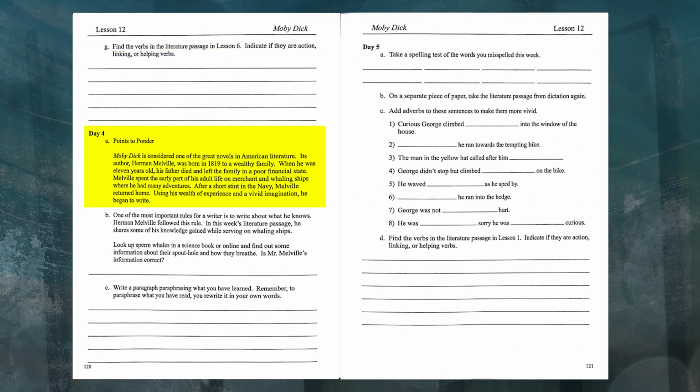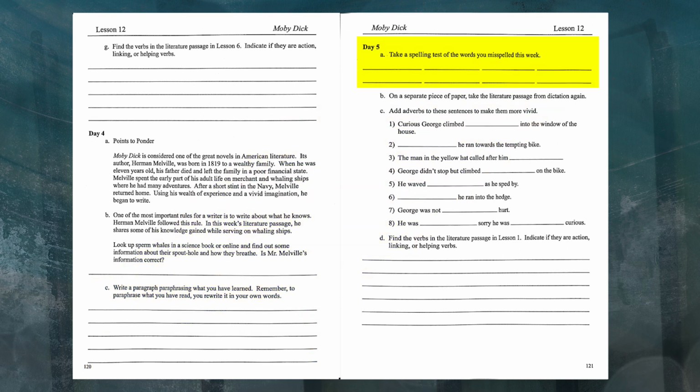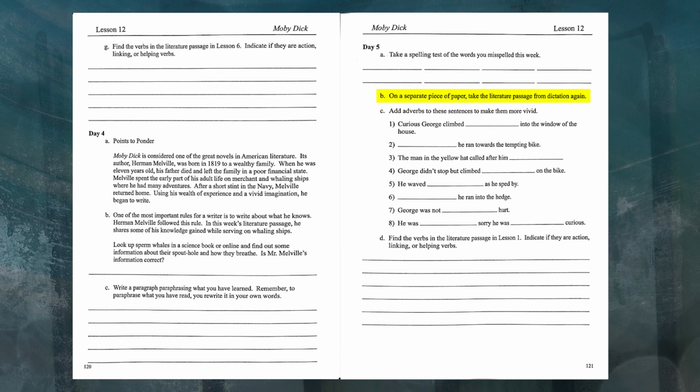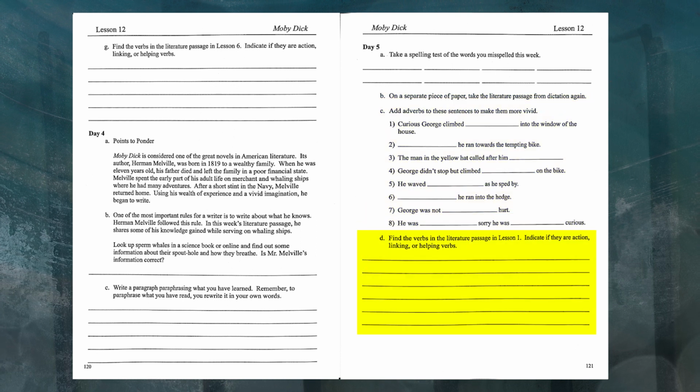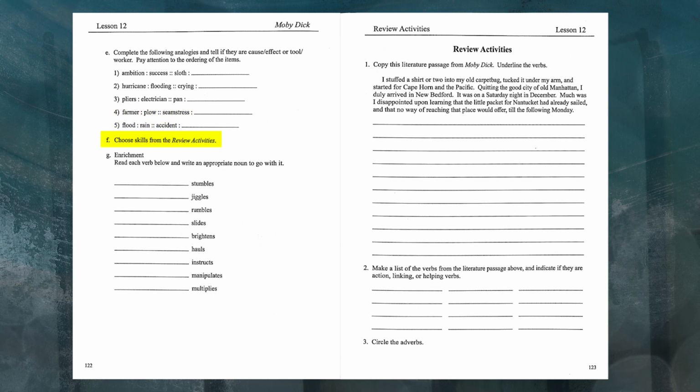Thursday, points to ponder. Read a bit about our author's life and about sperm whales. Write a paragraph paraphrasing what you just learned. Friday, take a spelling test over any words you misspelled this week. On a separate sheet of paper, write from dictation the reading passage. Complete the adverb exercise. Identify all verbs in the passage as action, linking, or helping verbs. Complete the analogies exercise.